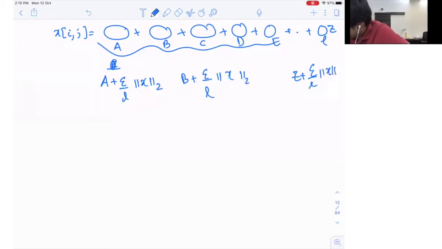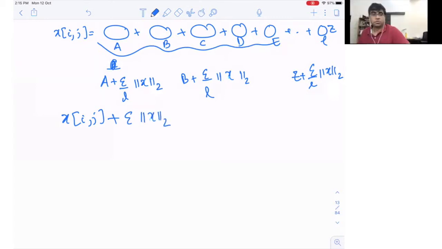Whatever norm you want. Okay. Now, if I add these things, what will I get? I will get xij for sure, plus I will get some additive term, right? What will it be? It will be epsilon times mod x2, which is great. If I can do this, this will be great.